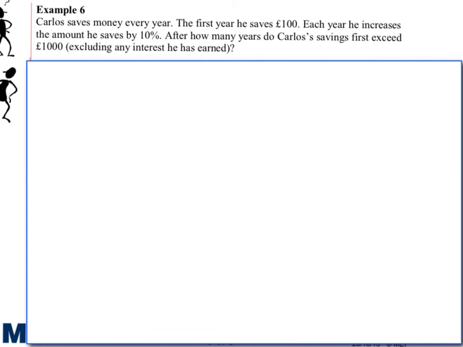Okay, let's look at this example, which is quite nice. It's a worded question, and we need to make sense of it. So let's look at what we've got. Carlos saves money every year. The first year he saves £100. Each year he increases the amount saved by 10%. Okay, so therefore it's not a fixed amount that's being added, it's something that's being multiplied. And after how many years do Carlos' savings first exceed £1,000, excluding any interest he has earned?